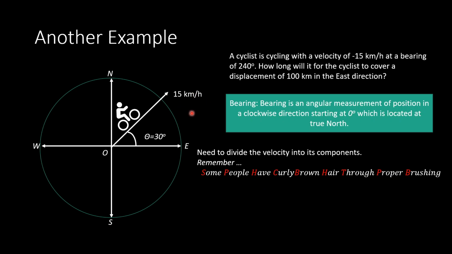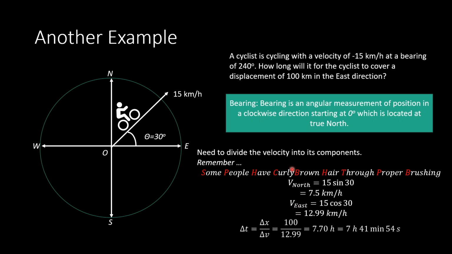We can then come up with, well, let's say that our V north is going to be 15 sine theta, if I'm using the sine function, which is equal to 7.5 kilometers per hour. Sine theta is used because I'm calculating the north component. My east velocity is then going to be the cos function, 15 cos theta, which becomes 12.99 kilometers per hour.